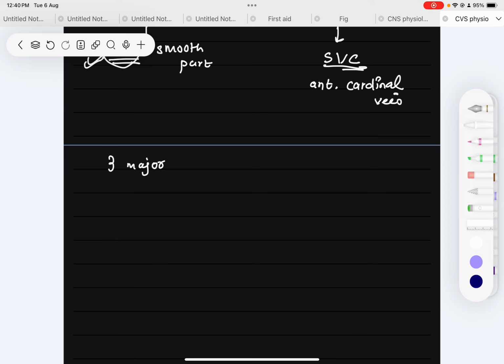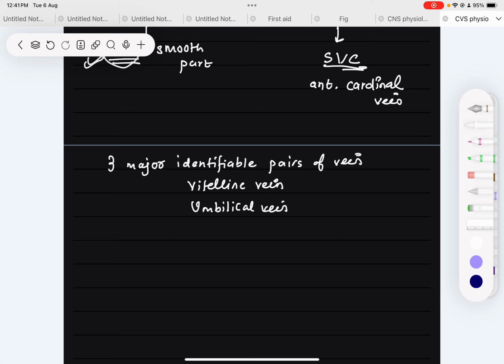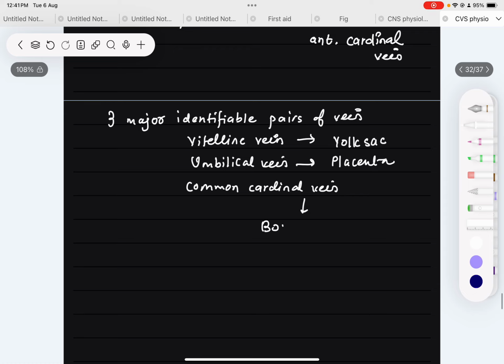Major identifiable pairs of vein. So vitelline vein, umbilical vein and common cardinal vein. This vitelline vein will receive blood from yolk sac. This umbilical vein will receive blood from the placenta, and this common cardinal vein receives blood from the body wall.